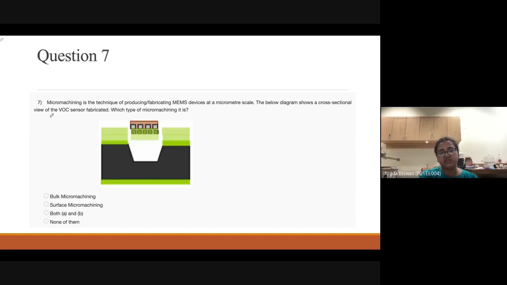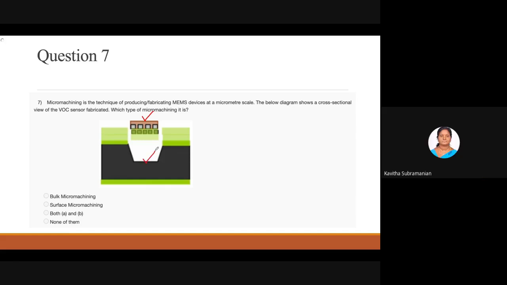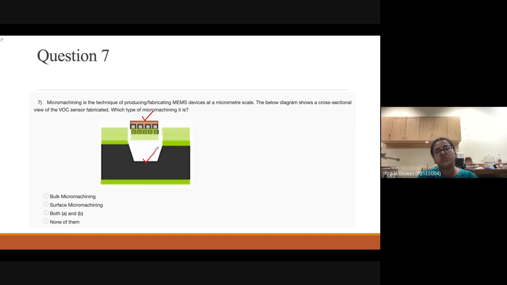If we are depositing, that is called an additive process. So it is surface micromachining, and in the bulk portion, it is bulk micromachining. Like here, it is surface micromachining, and then here it is the bulk. Yeah, both A and B. Can you please explain about the fabrication process, how we can fabricate this type of bulk micromachining structure?